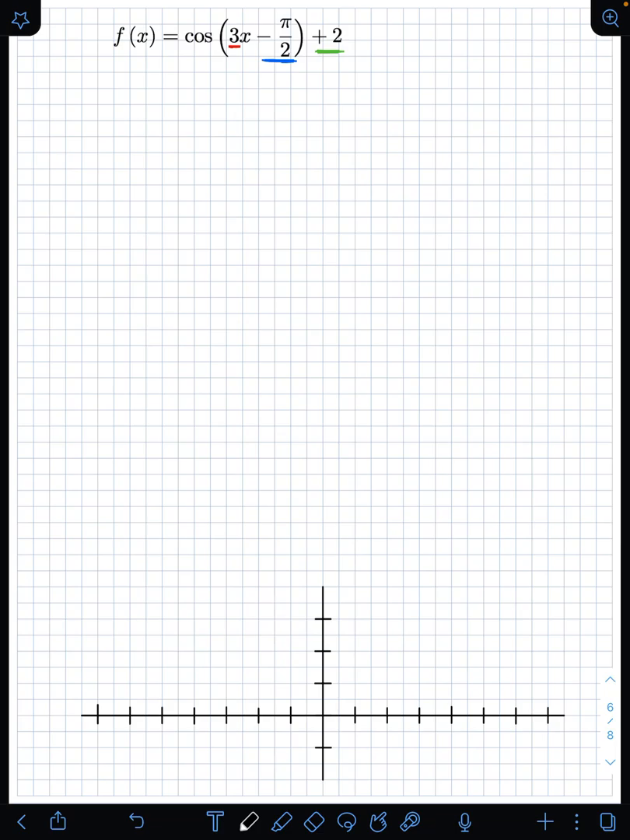First off is that multiplication by 3 in there. Now, since that happens before the cosine, that is a horizontal distortion. And yes, it is a multiplication by 3, but horizontal tends to work in an inverse relationship, so it will divide by 3. Now, what that means for the period is, again, we take the original period of the cosine function, which is 2 pi, and now we're going to have to divide it by 3. And, well, that doesn't simplify, so we just have 2 pi over 3. Okay, not the nicest period, but certainly we can work with it.